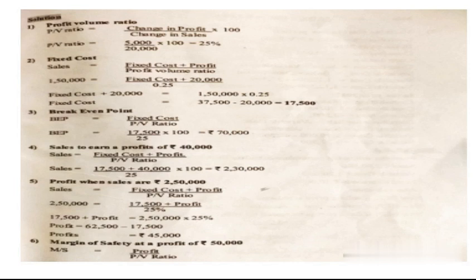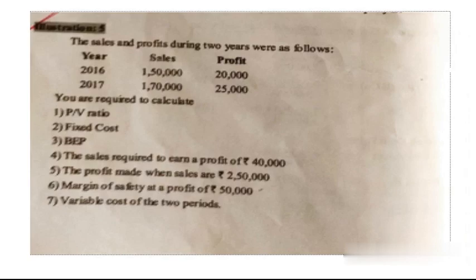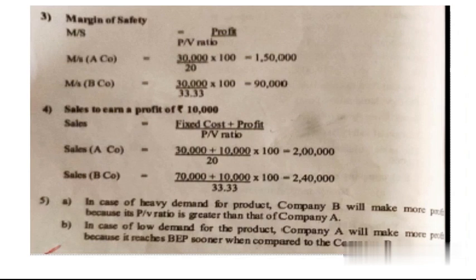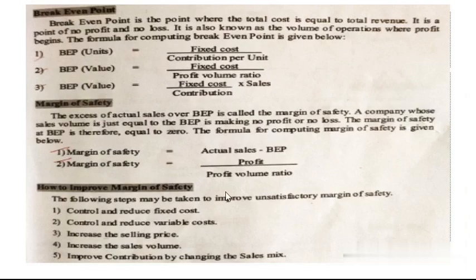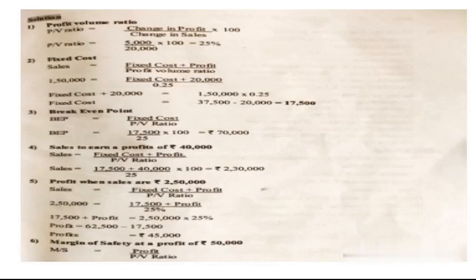So next, what they have asked us to calculate is the margin of safety, at a profit of rupees 50,000. So what is the formula for margin of safety? The formula for margin of safety is actual sales minus break-even point. Margin of safety is also equal to profit divided by profit volume ratio. So we will check which formula is used here. So margin of safety is equal to profit divided by PV ratio.